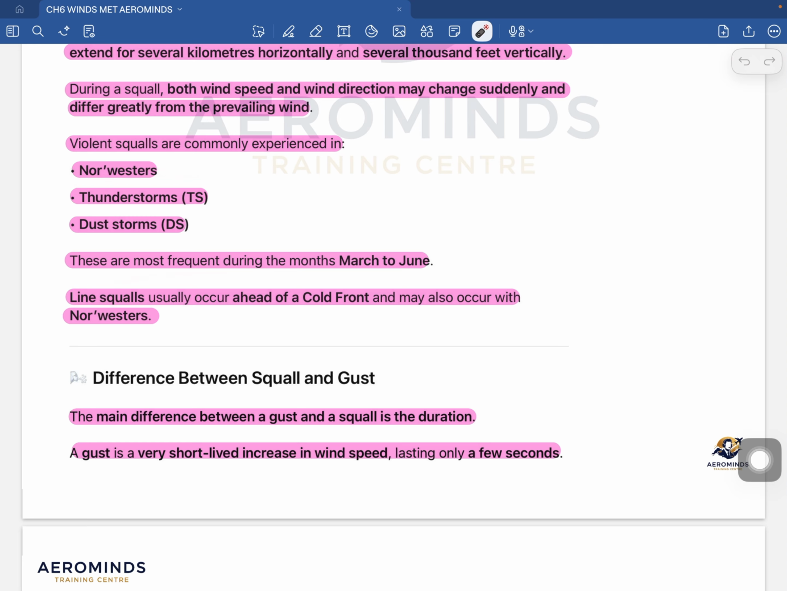Now, these are frequent during the months of March to June. Remember this: March, April, May, and June. And line squalls are usually ahead of a cold front and may also occur with nor'westers.